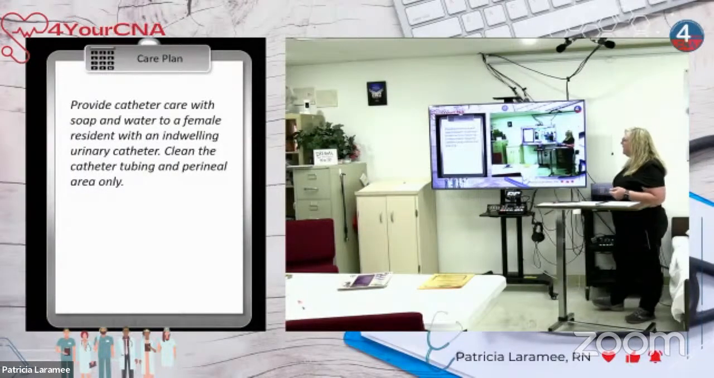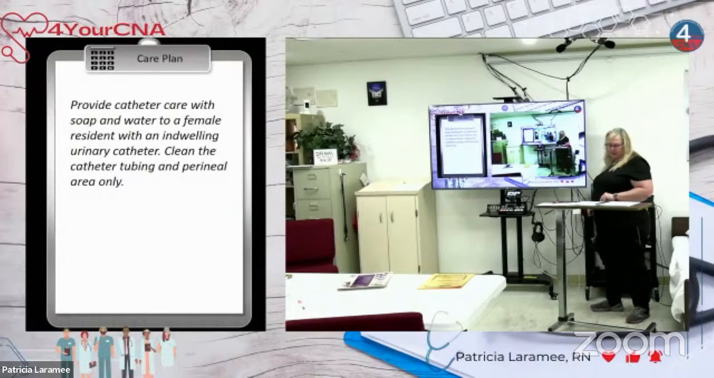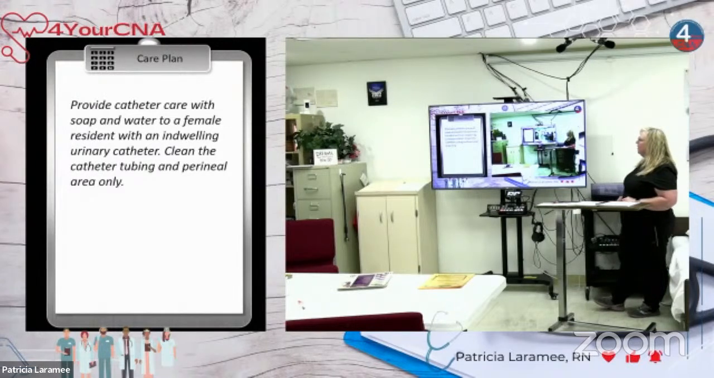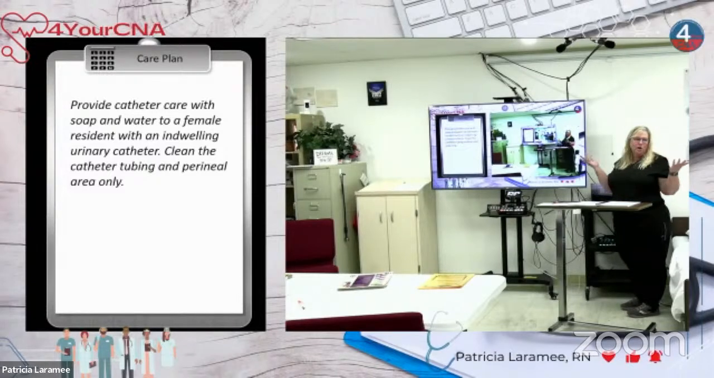All right, so our care plan here on page 114 tells us to provide catheter care with soap and water to a female resident with an indwelling urinary catheter. Clean the catheter tubing and perineal area only. That's all we're doing here. We're going to use those washing rules. We're, of course, going to do our opening, use a barrier for our supplies. We definitely need gloves because we're in personal space and we're working with body fluids. Our patient's uncovered and undressed, so we need a privacy blanket. We're not going to hold the linens up next to our uniform.